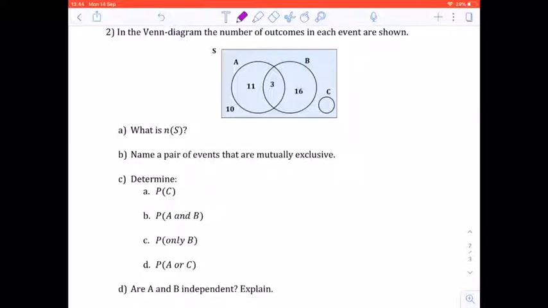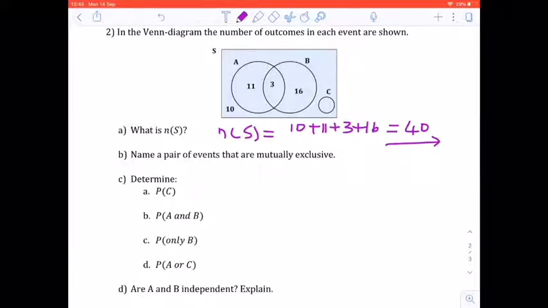So the first question is, what is N of S? So N stands for the number. So there's a number of pieces in set S. So S includes this whole block. So we have to include everything within that block. So N of S is equal to all of these values added up. 10 plus 11 plus 3 plus 16, which equals 40. So that's how many pieces of information are within this particular set.